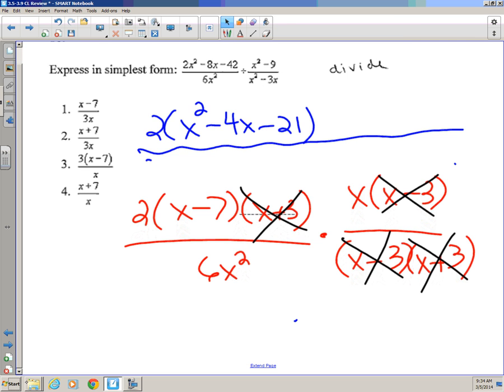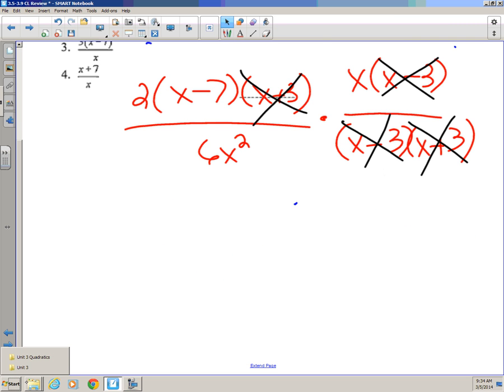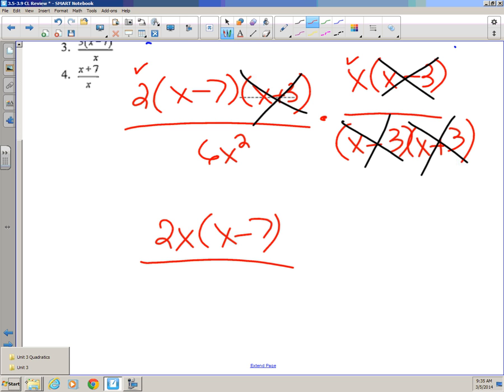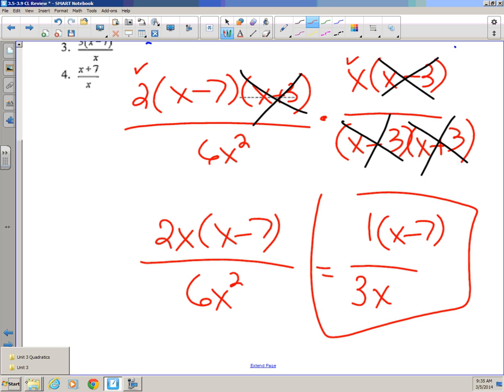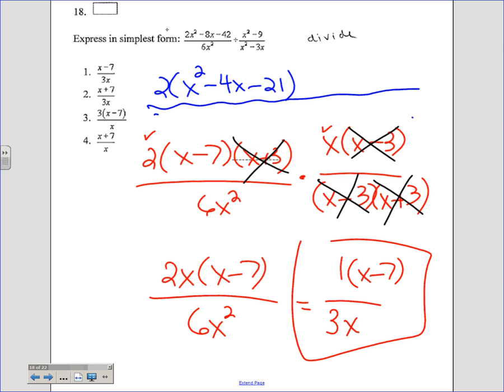Let's see if we can raise this up a little bit. So what's left on the top, monos, is 2 and x. So 2x, x minus 7. On the bottom, what's left is 6x squared. But the monos can be simplified. 2 divided by 6 is 1/3. There's more x's on the bottom by 1. And we still have this parenthesis. So the answer is going to be x minus 7 over 3x, which when you look at the answer key is really choice 1.